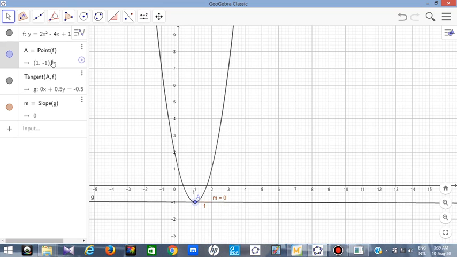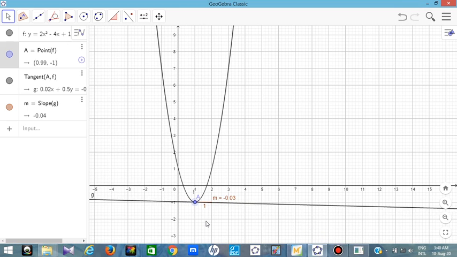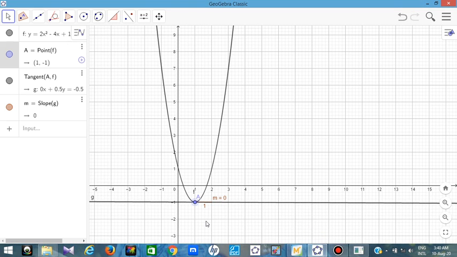And you can see your point now. This is the turning point now. x is 1, y is minus 1, and that is the point where the gradient is equal to 0. But if I move up, it's no longer the turning point, because this is not actually the turning point. The turning point is the point at which the gradient is equal to 0. So you can see it, when the gradient is 0, you have achieved your turning point.